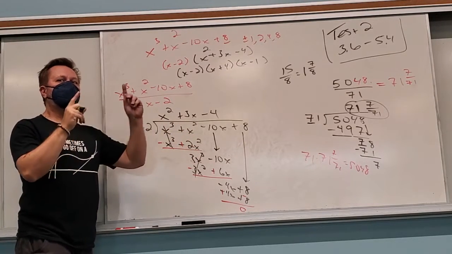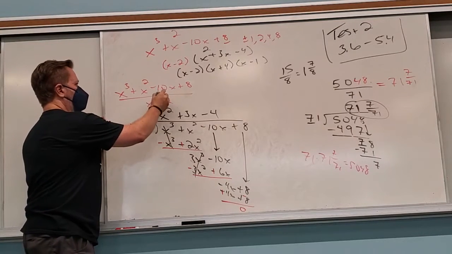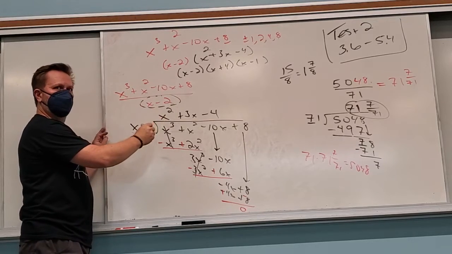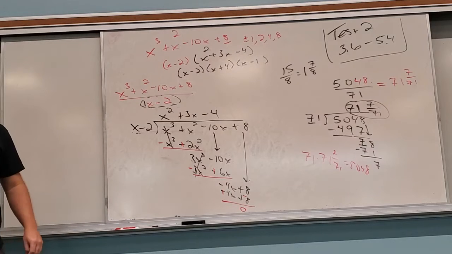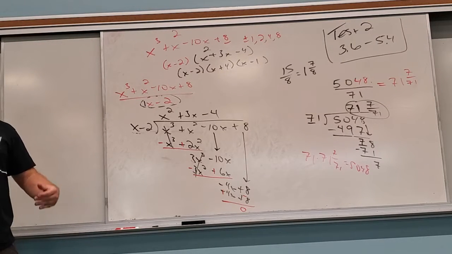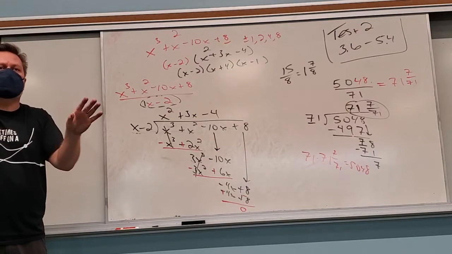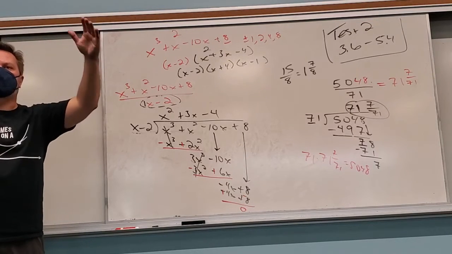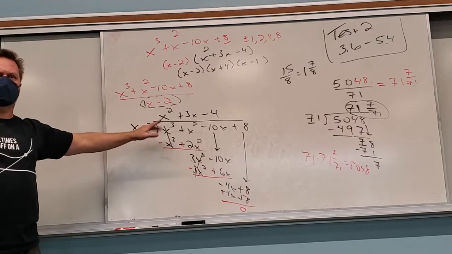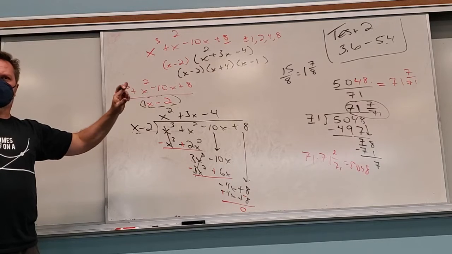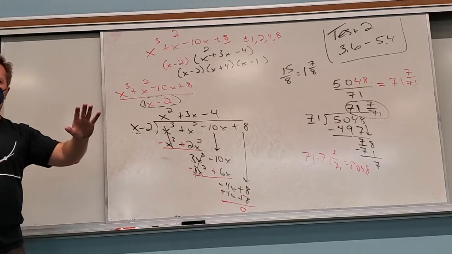The shortcut only works, and this is important, if the bottom is a linear with coefficient 1. That's why the shortcut is so great, because it's so restrictive. If you're going to divide by x plus 7, the shortcut works. If you're going to divide by x squared plus 7, leave the shortcut alone. It can't help you. Too bad. You have to do long division. So let's talk about the shortcut, because that seems really important.